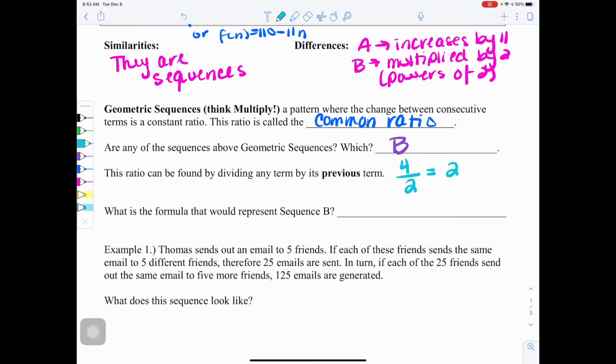So what is the formula that would represent sequence B? We had up above, f of n equals 2 to the n minus 1. And if it helps, you can make a little table like we've done in the past. The first term is 1, the second term is 2, the third term is 4. So now you can see why we need that n minus 1. If we had just had n, 2 to the first would be 2, and I'd have a 2 across from the 1. I do not. So since the first term is 1, I have to compensate for that by having the n minus 1.